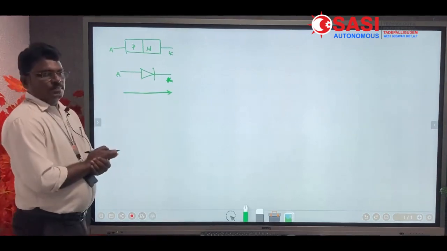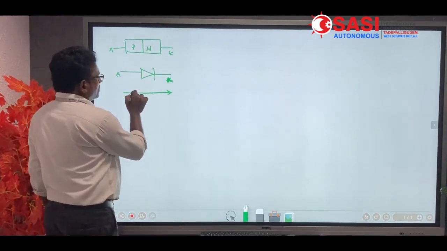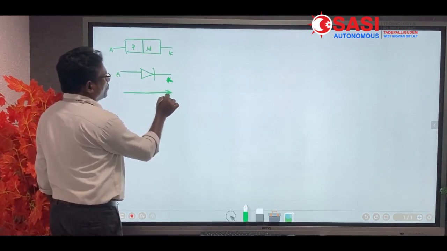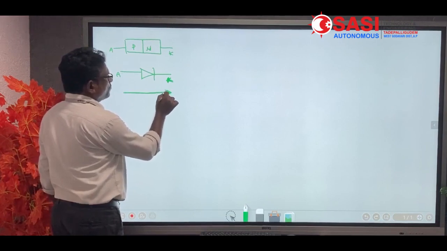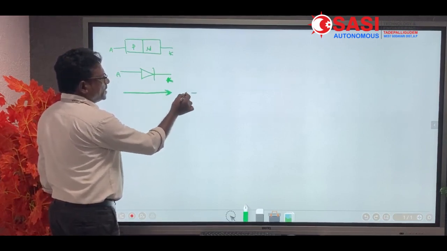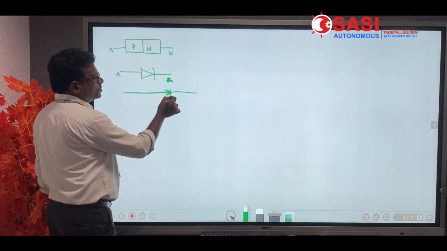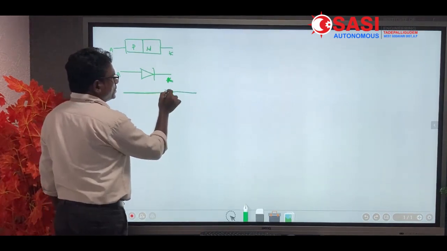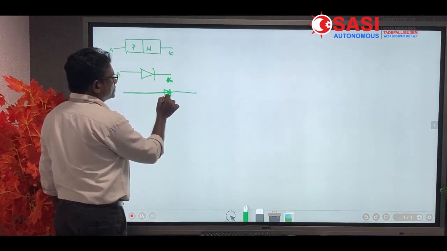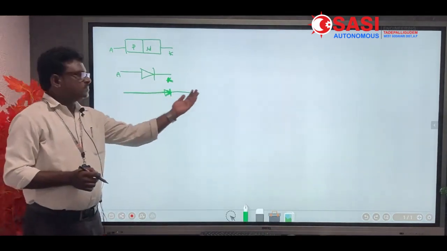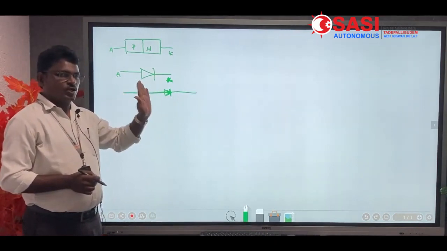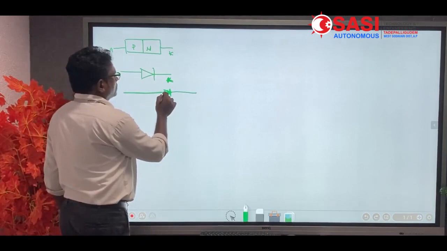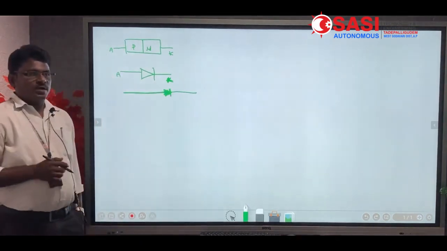So in this type of connection, the symbol is like this: on this side, the arrow mark, current flows, and this side is not allowed. This side current flows and this side is stopped. The symbol is like this, anode, cathode. So this is a unidirectional device.